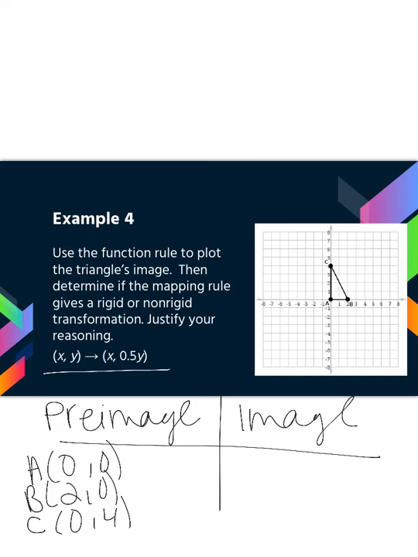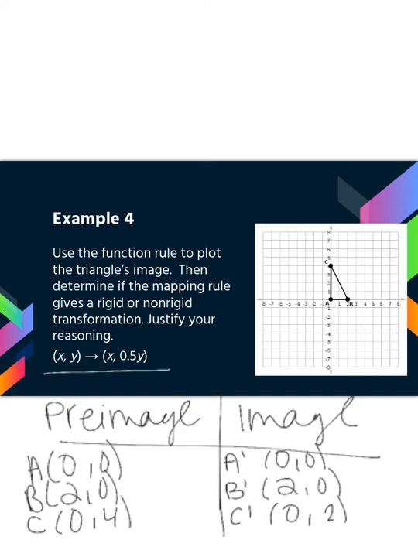So again, we have the same situation, the same coordinates. So we have to look at this mapping rule. And in this case, we're only multiplying the y value by 0.5, and we keep the x values. So A prime is going to be located, again, at 0, 0. Anytime you have 0, 0, if it's being multiplied, it is going to stay the same. B prime is going to be at 2, 0. And C prime is going to be located at 0, 2. So we're going to go ahead and plot those and get our lines up there.